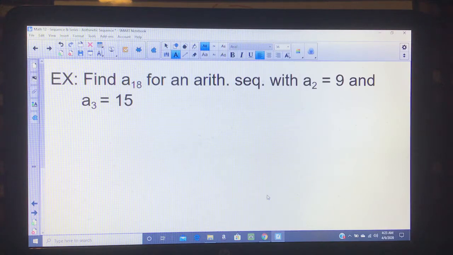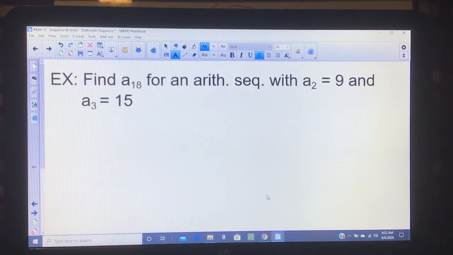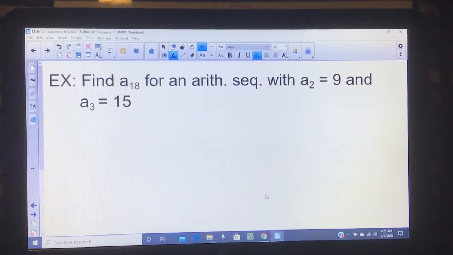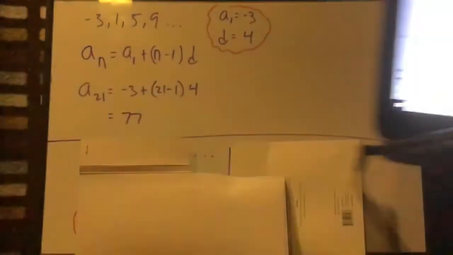Since it's a video and you can pause it, I am going to just go ahead right now and show the answer. All right. So if you try it on your own, like I said, you'll be able to see it right now. All right. So what's A sub 18 in this sequence?